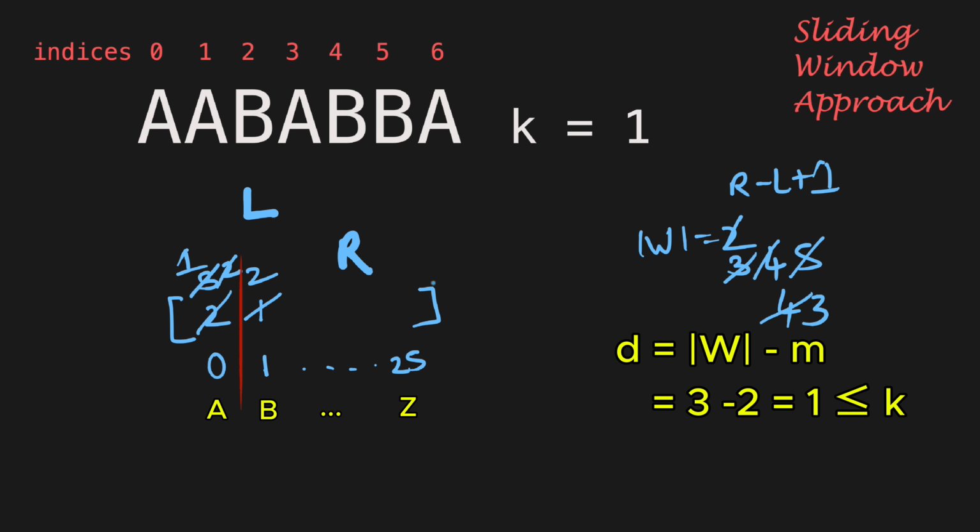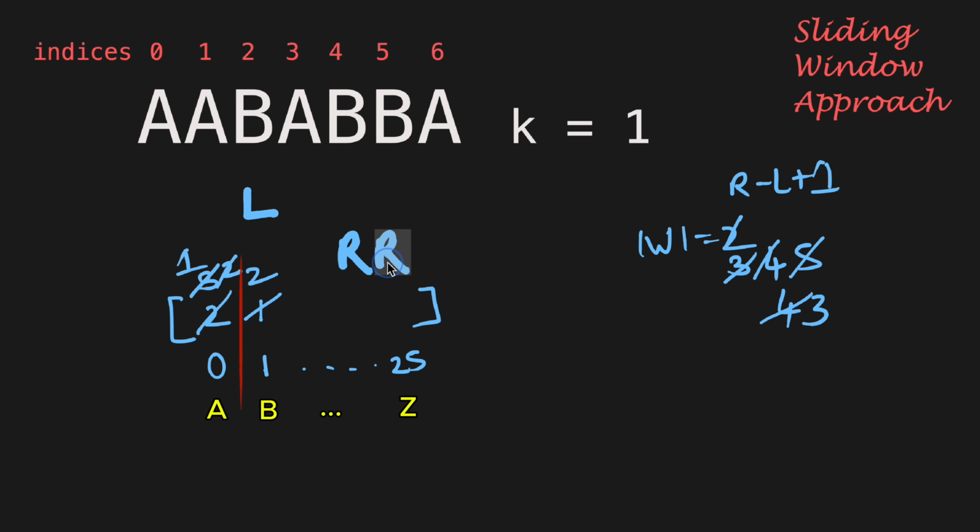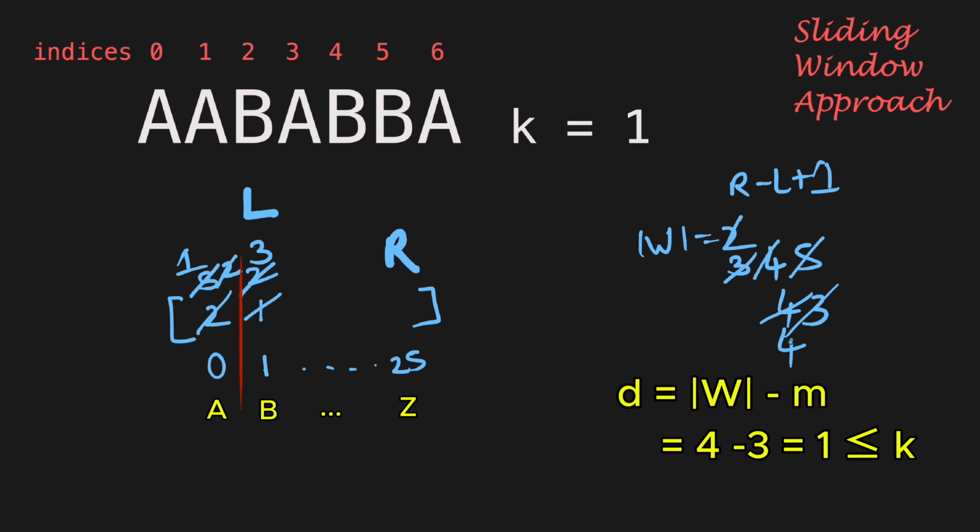So the number of replacements required is 3 minus 2 equal to 1, which is less than or equal to k. So now the window is valid again. So we expand the window at the right, where we encounter character b and increase the frequency of b to 3. And now the maximum frequency is 3 and the window length is 4. So the number of replacements required is 4 minus 3 equal to 1, which is less than or equal to k. So this is also a valid window.